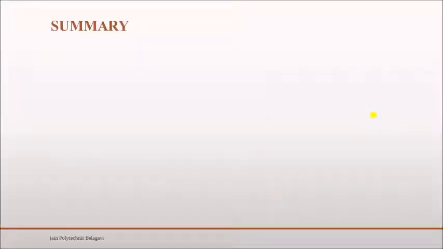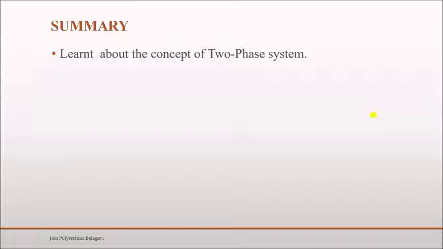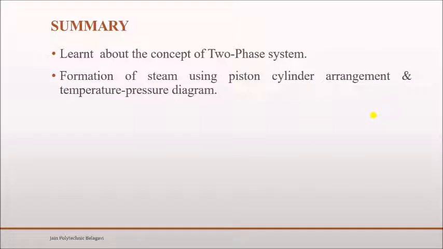Clear? So in this video we have learnt the concept of a two-phase system, and what we mean by a two-phase system. Then we saw the formation of steam using the piston cylinder arrangement and the temperature-pressure diagram. The water is kept in a piston cylinder arrangement, and when you start heating it, it starts expanding. First water and then water vapors are formed, then wet steam, then dry steam when you heat further, and superheated steam when you heat the dry steam again. That is what we have seen during the formation of steam.